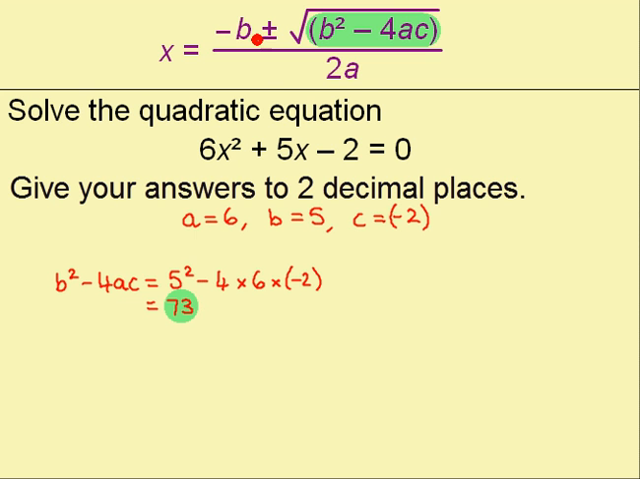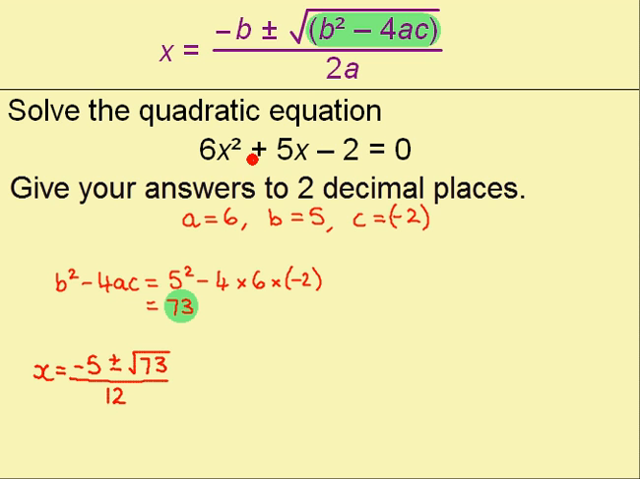I'm going to substitute b and a into the rest of the equation now. So I've got x equals minus b, that's going to be minus 5, plus or minus the square root of this, which is 73, divided by 2 lots of a. A is 6, so that will be 12.